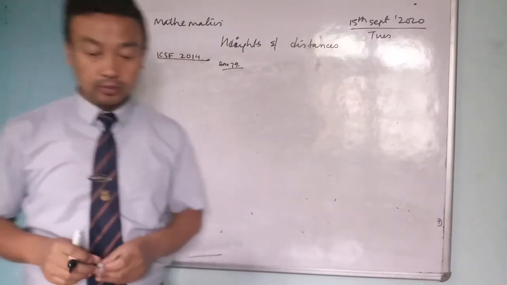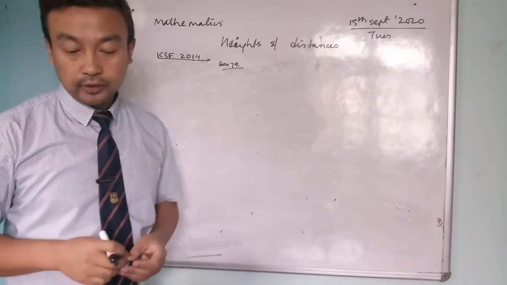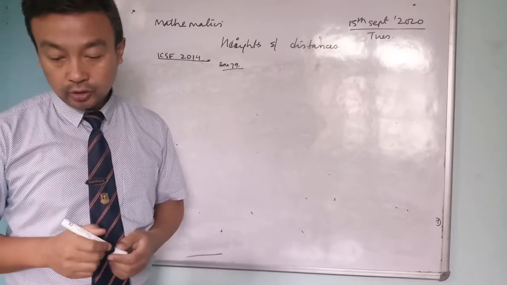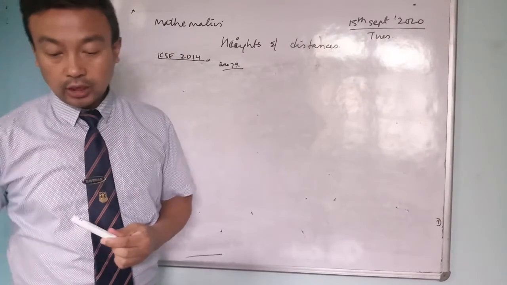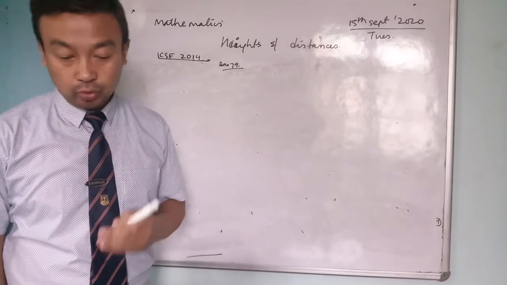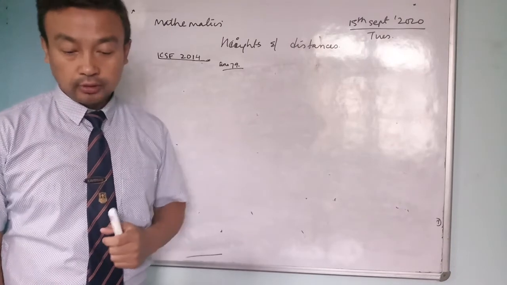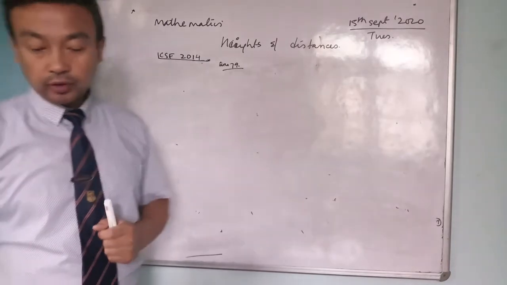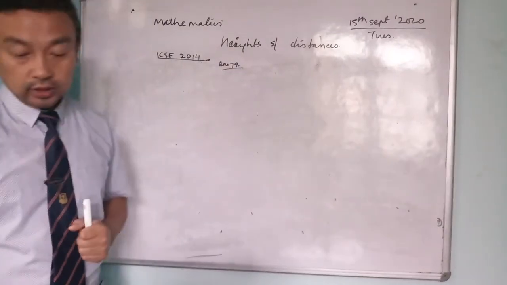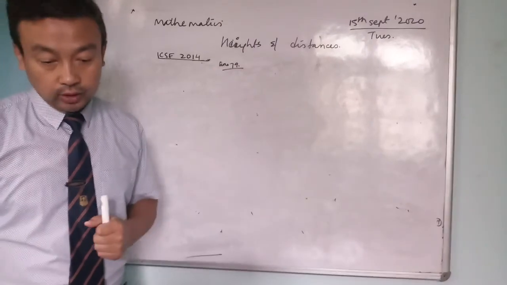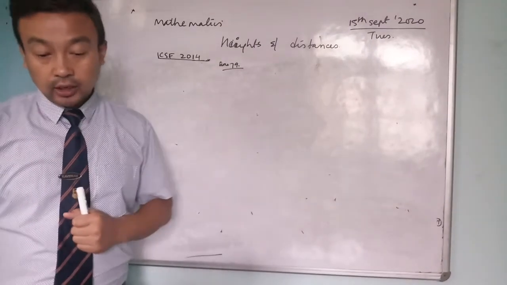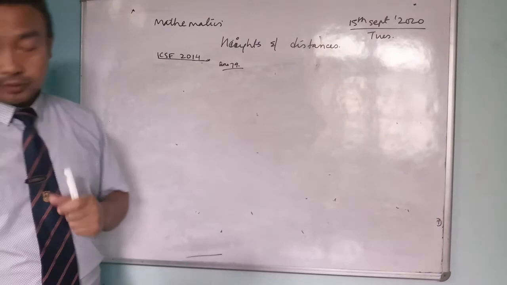An aeroplane at an altitude of 250 meter observes the angle of depression of two boats on the opposite banks of a river to be 45 degree and 60 degree respectively. Find the width of the river. Answer should be correct to the nearest whole number.